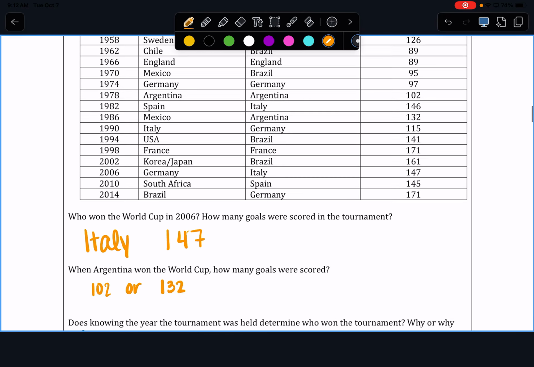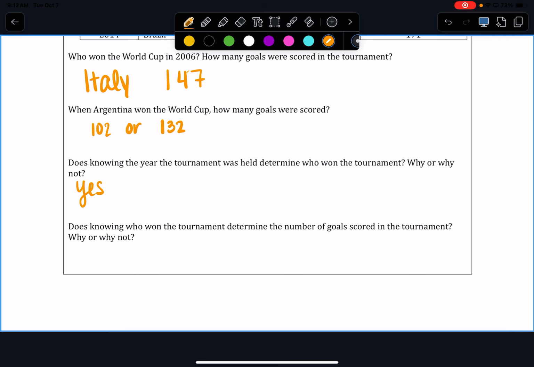All right. So does knowing the year the tournament was held tell you who won? Yes. Okay. Because can 3 people win the FIFA World Cup? No. Only one team can win. So yes, because only one team can win, or because each year has one winner. Yes, but each individual year, each year it's hosted. Not every year. Each year it's hosted. Because each year has one winner.